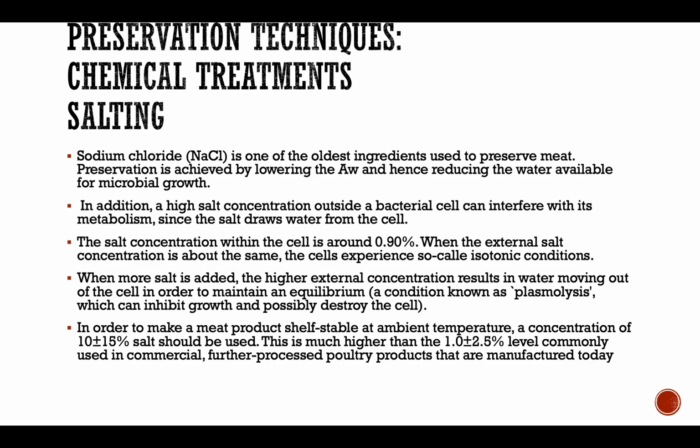The salt concentration within a cell is around 0.9%. When the external salt concentration is about the same, the cell experiences a so-called isotonic condition. When more salt is added, the higher external concentration results in water moving out of the cell in order to maintain the equilibrium. This condition is known as plasmolysis, which can inhibit the growth and possibly destroy the cell.